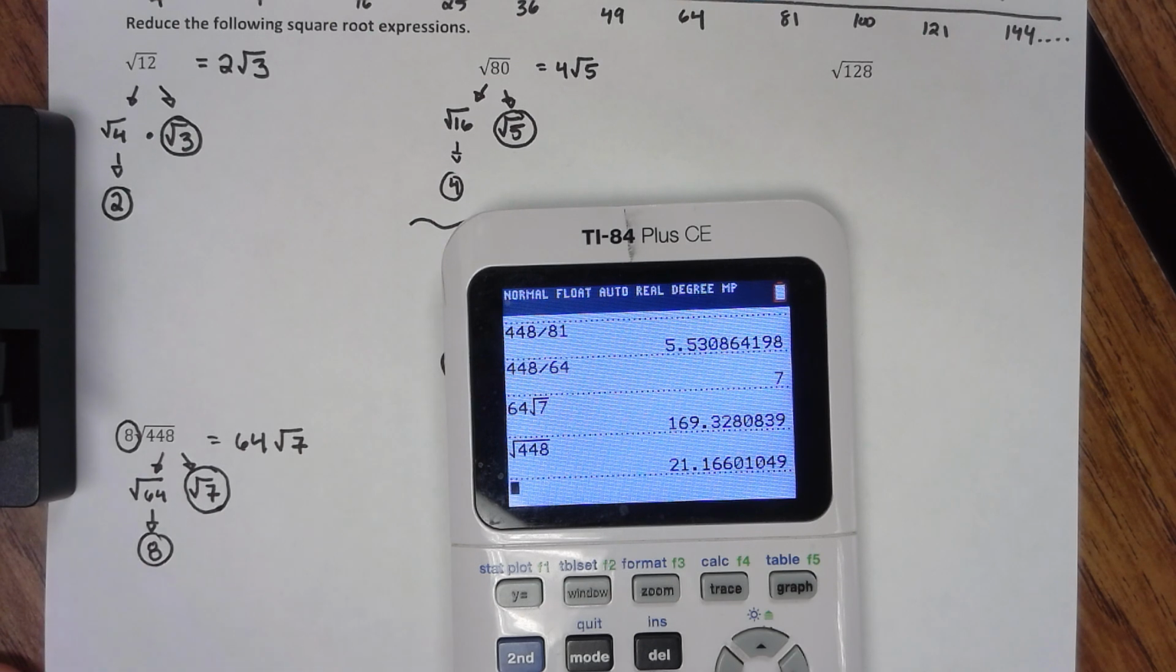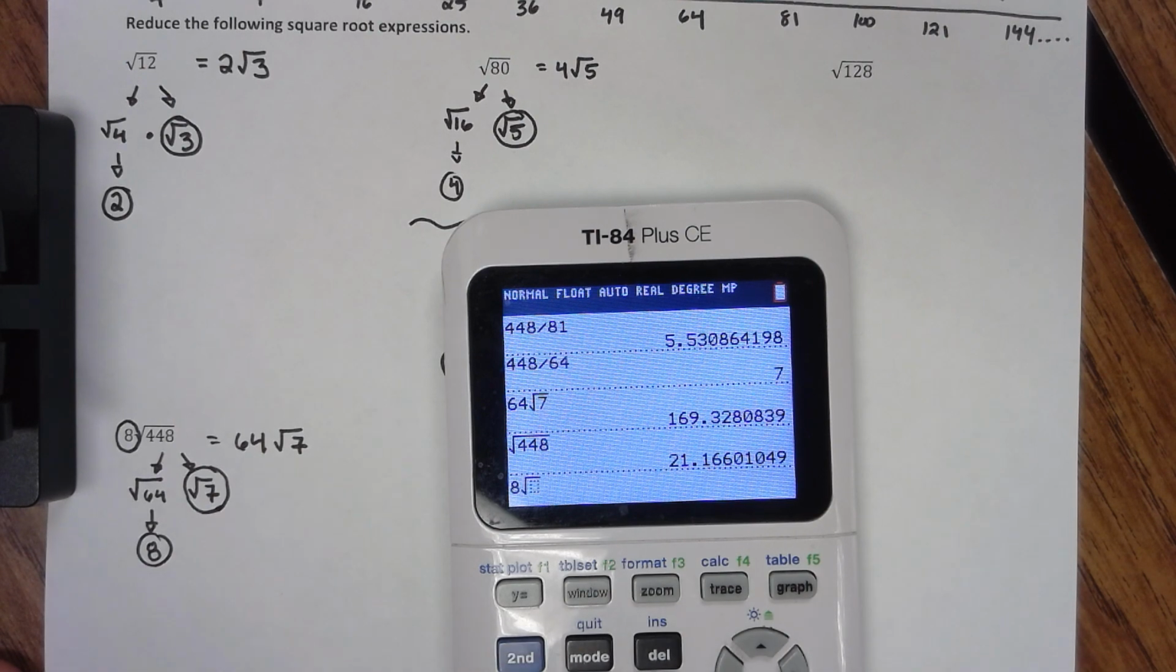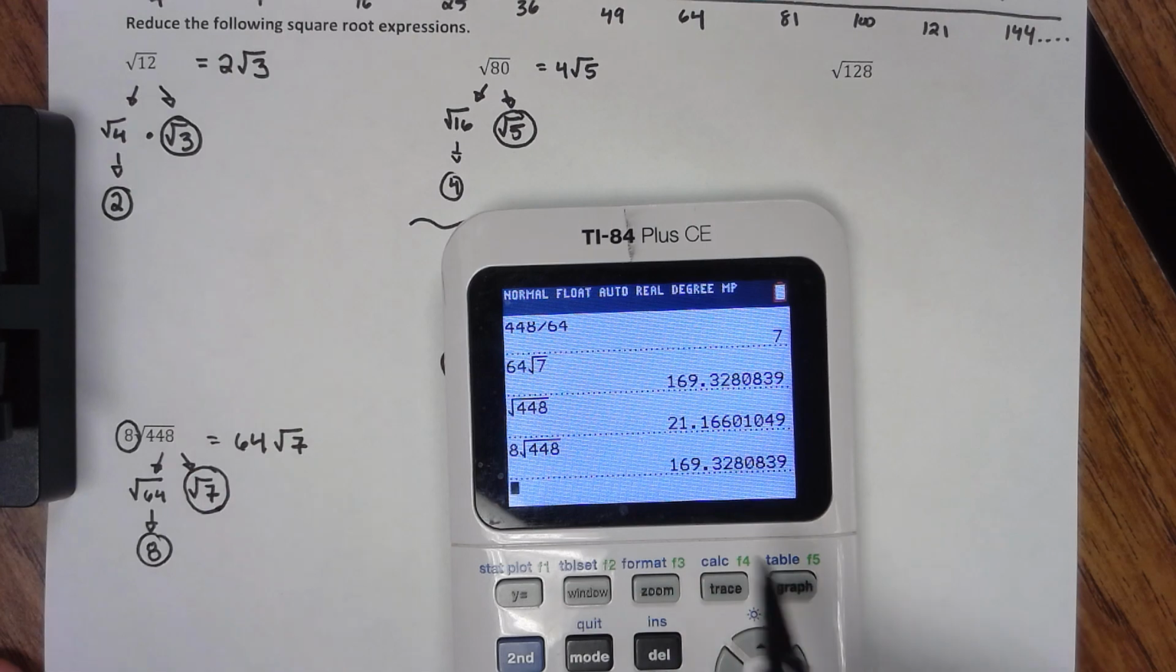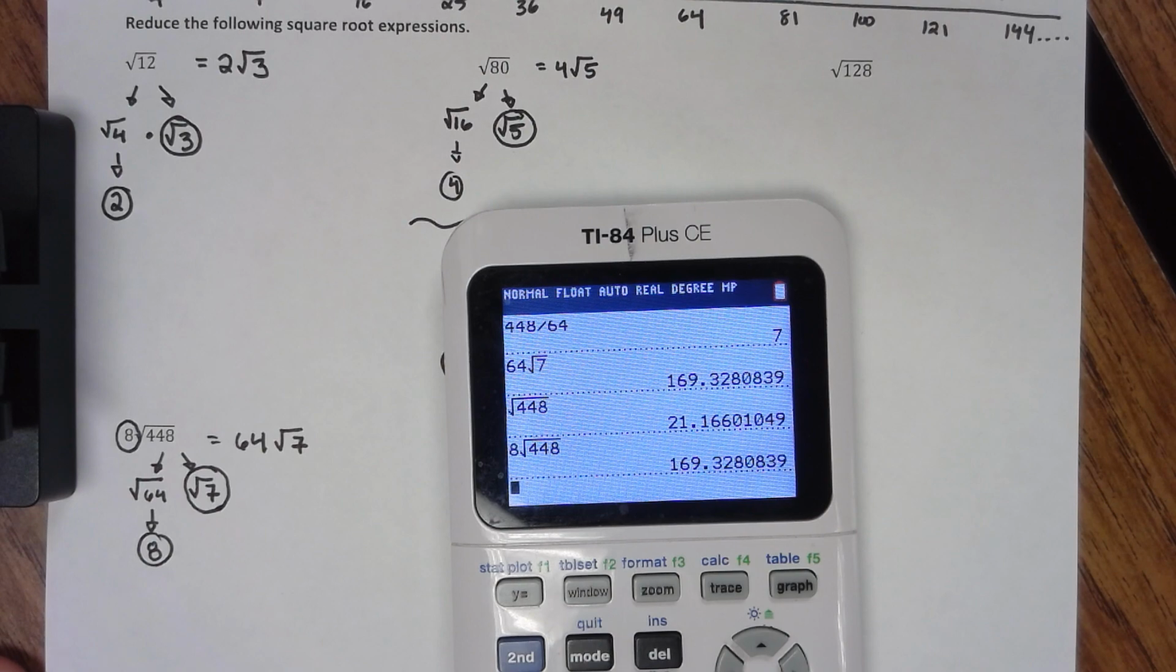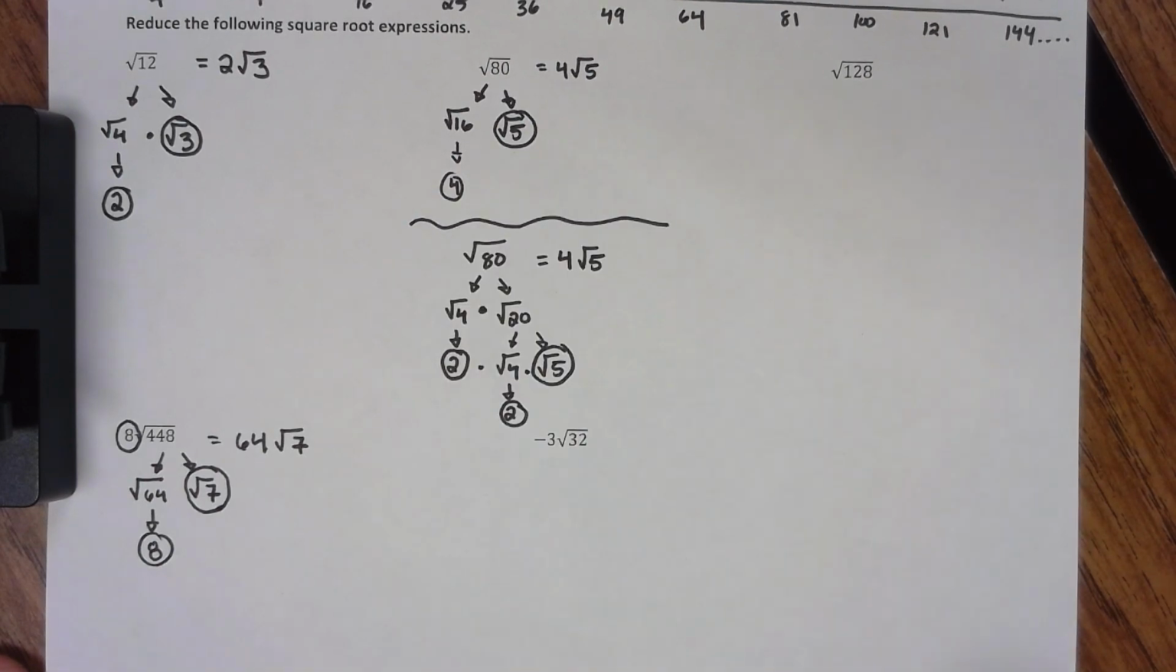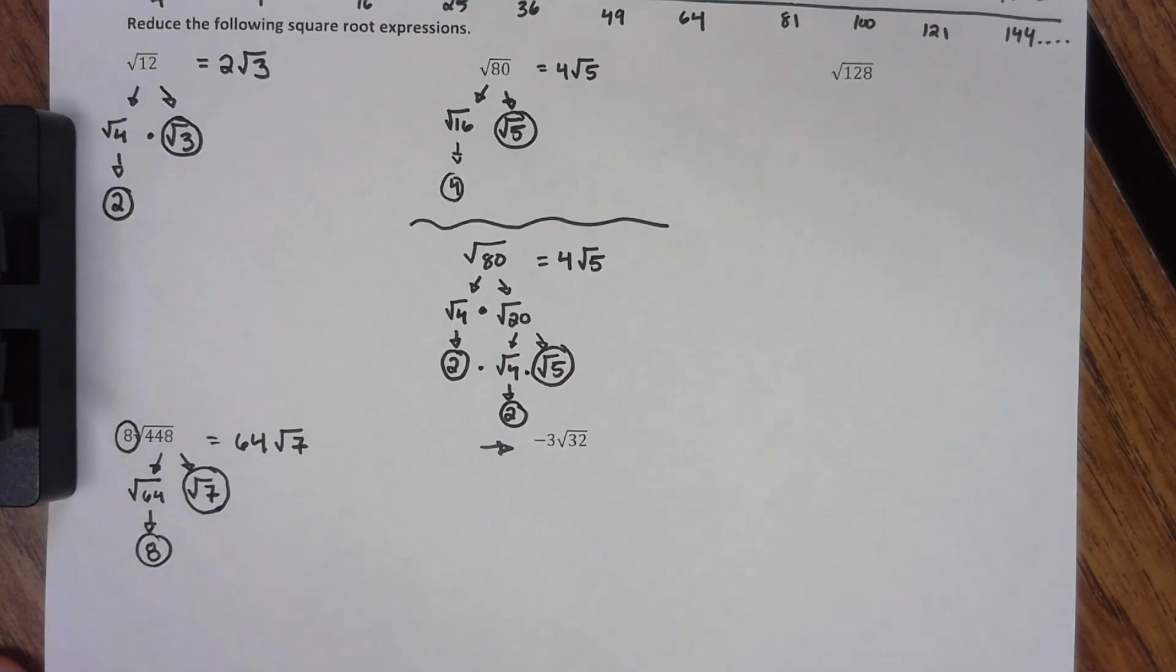Huh? Forgot the 8? I got the 8. 8 times 8. Was 448 divisible by 64? Yeah. What the heck? Oh, I see. I forgot the 8 right here when I did 8 times root 448. There we go. You were on it, Casper. Now they're the same. Yeah, I just forgot to multiply that 8 by the root 448. Good catch. Okay. I want you all to try -3 root 32 and then square root of 128.